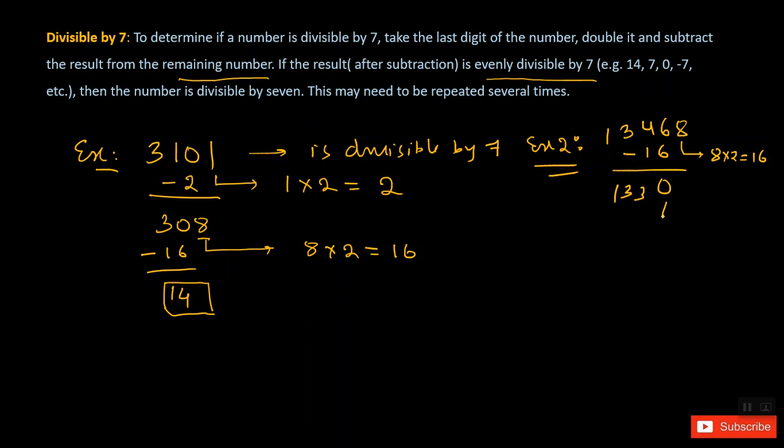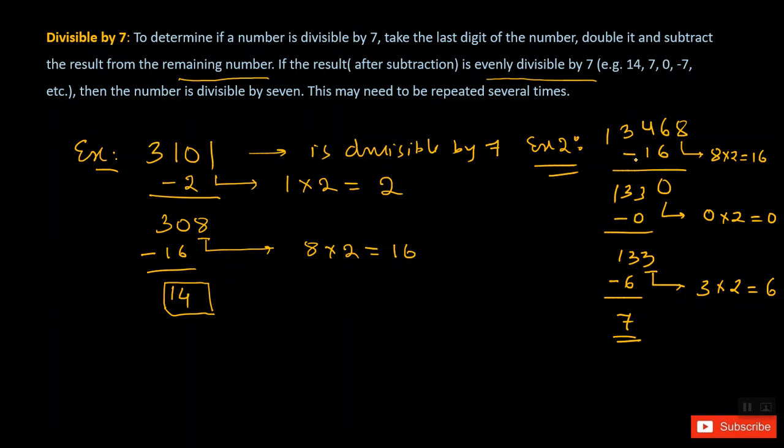So now let's take the last digit, 0 times 2 is just 0. Subtracting, 133 minus 0 gives 133 itself. Now again, take the last digit here, that is 3. 3 times 2 gives you 6. Now 13 minus 6, so what do we get? 13 minus 6 is 7. So I can say that 13468 is divisible by 7. This is the way you check it.